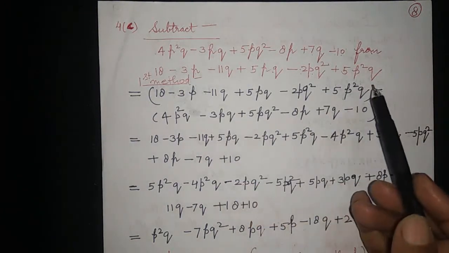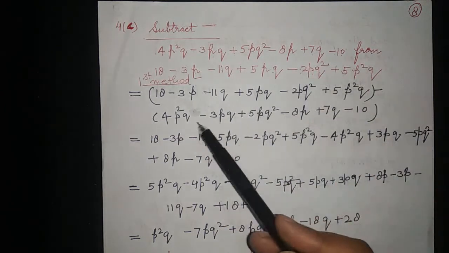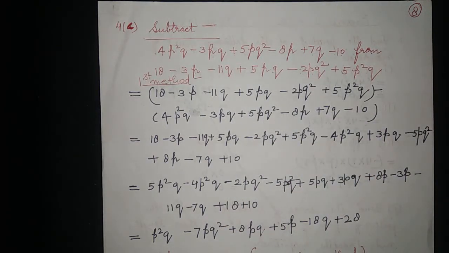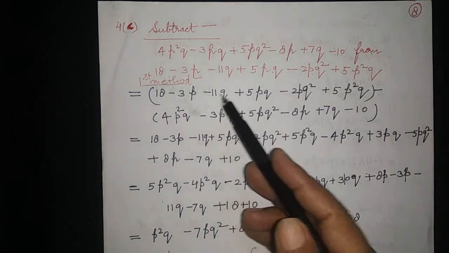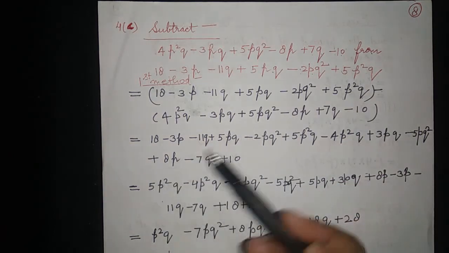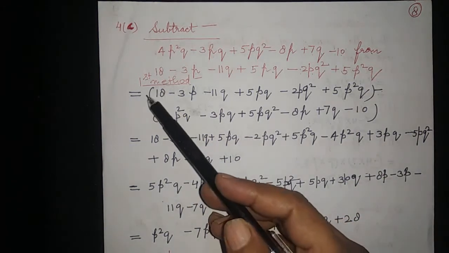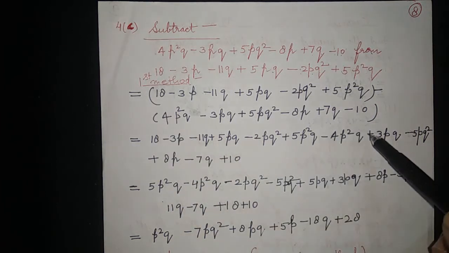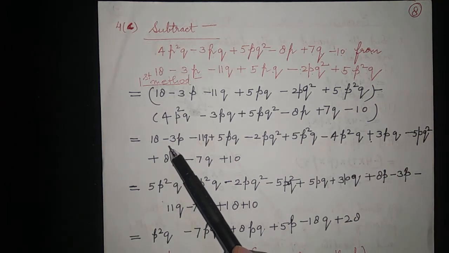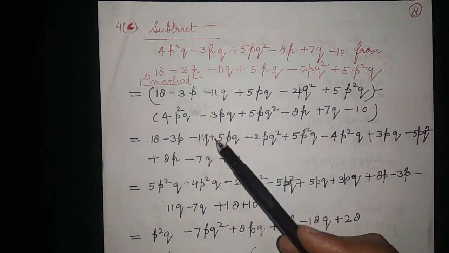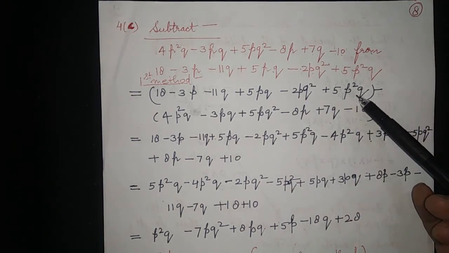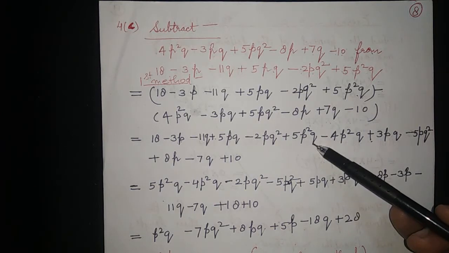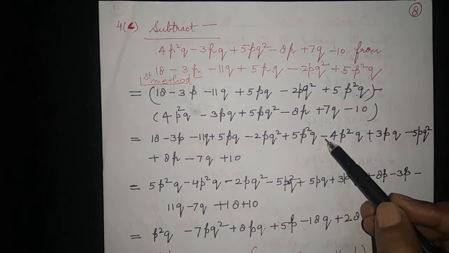Now, we are doing subtraction, so both the expressions we will write in brackets. In the next step, we will open the bracket. The first expression we will write like this only, because here there is a plus sign, so no change will come in the first expression. So the first expression you will write: 18 minus 3p minus 11q plus 5pq minus 2pq square plus 5p square q. After this, minus sign.